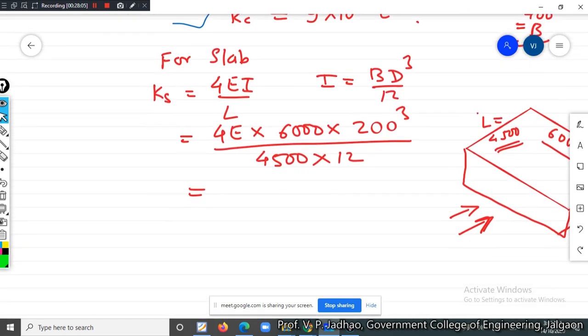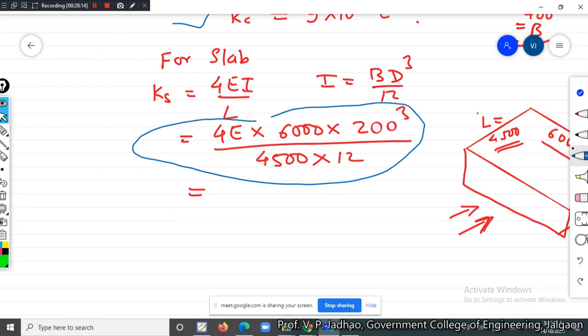Next, calculate this blue value, how much it will be. This is Ks, so Ks comes out to be 3.55 into 10 raised to power 6 E. Okay, so we have got this Ks also.